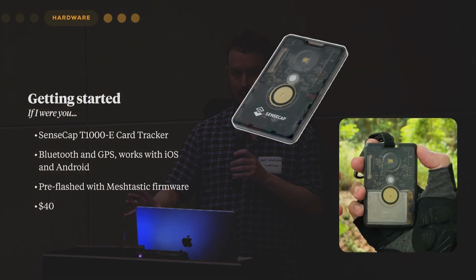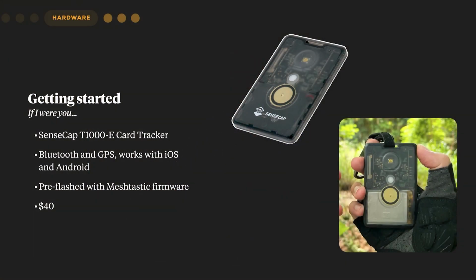So that's a lot about hardware. I threw a bunch of brands at you. If this is something you're listening to and you're pretty interested in and want to check it out as soon as possible and get in at the lowest barrier to entry, this is what I would buy if I were you. It's the one that I just flashed that was in my pocket. It's called a SenseCap T1000E card tracker. It's got Bluetooth built in, so you would just use your phone to connect to it. It's got GPS built in, which is optional as well. Works with iOS and Android. Comes pre-flashed with Meshtastic firmware, and it's only $40. I've got retailers on the very last slide, but you can get it on Amazon and a couple other mesh retailers.